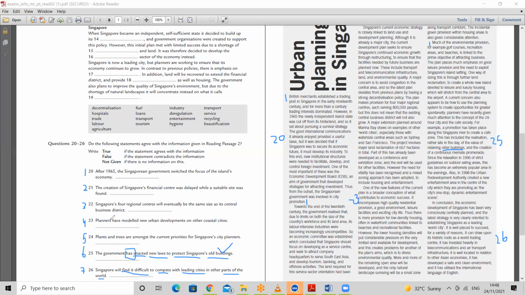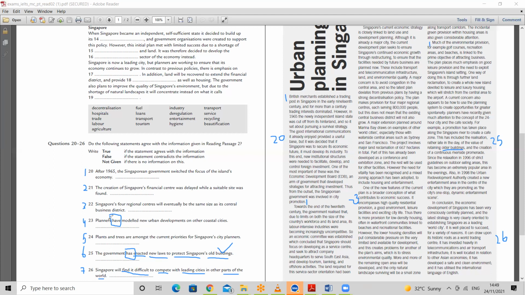Now, again, if you look at this statement, it is actually in the present perfect tense. So have is the auxiliary verb. I've used have to convert the statement into the question. And that should be like, have planners modeled new urban development on coastal or other coastal cities? So have planners modeled new urban developments? Have they modeled new urban development, or have they not modeled new urban developments?